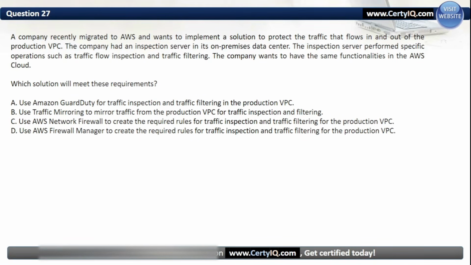Our options are A. Use Amazon GuardDuty for traffic inspection and traffic filtering in the production VPC. B. Use traffic mirroring to mirror traffic from the production VPC for traffic inspection and filtering. C. Use AWS Network Firewall to create the required rules for traffic inspection and traffic filtering for the production VPC. Or D. Use AWS Firewall Manager to create the required rules for traffic inspection and traffic filtering for the production VPC. The correct option among all these is C.